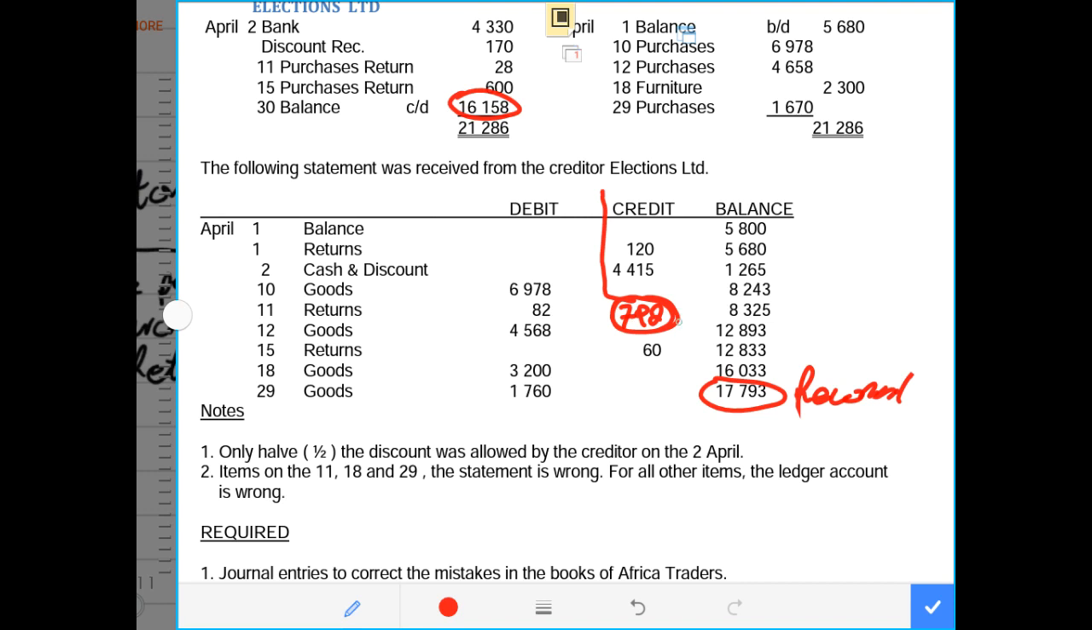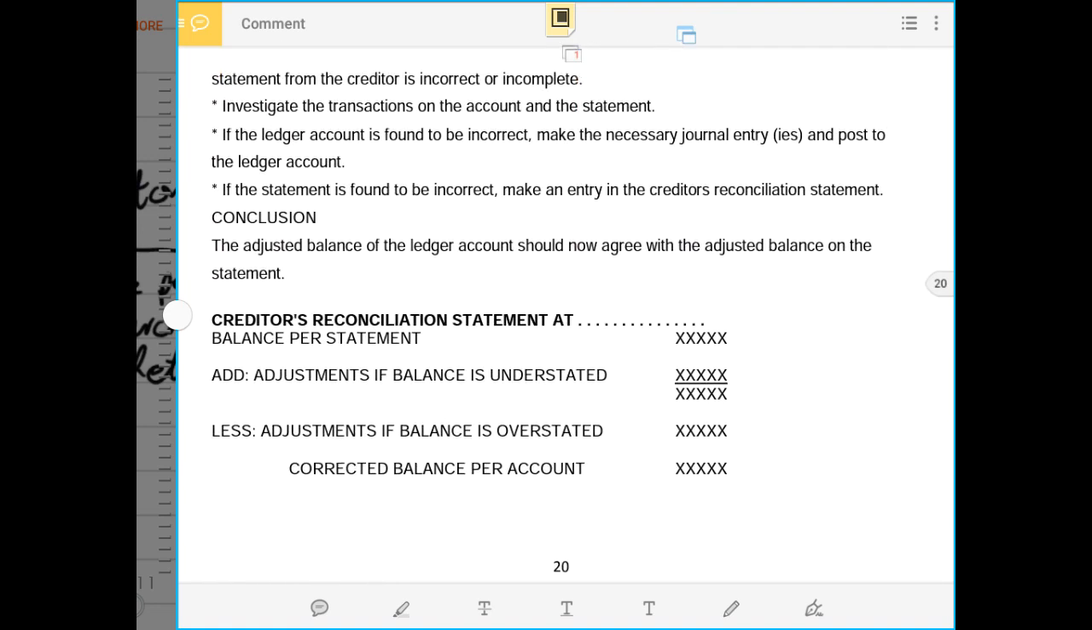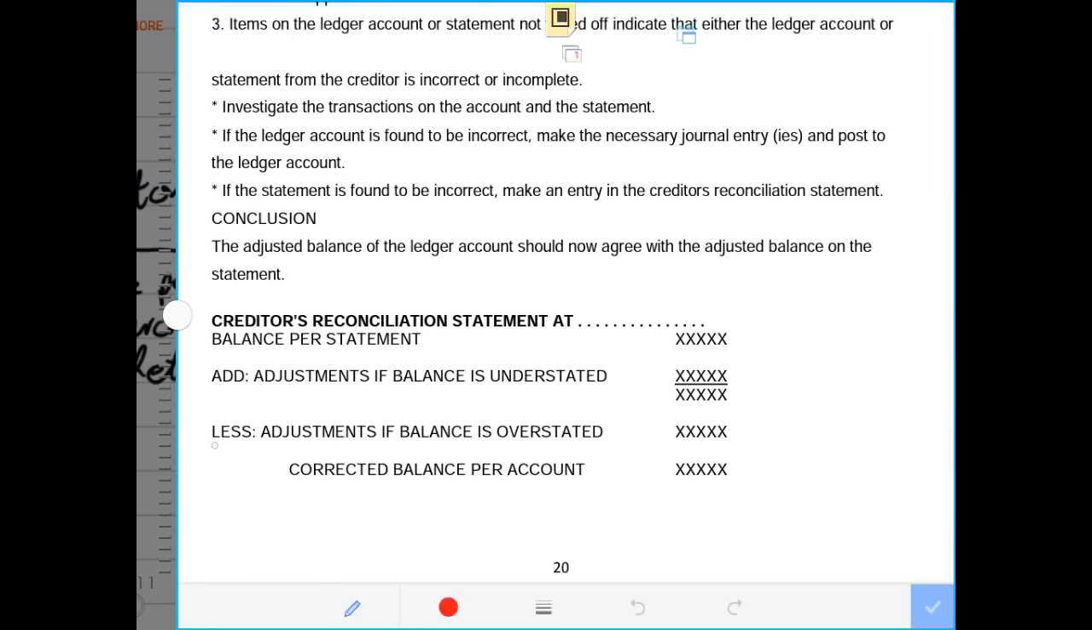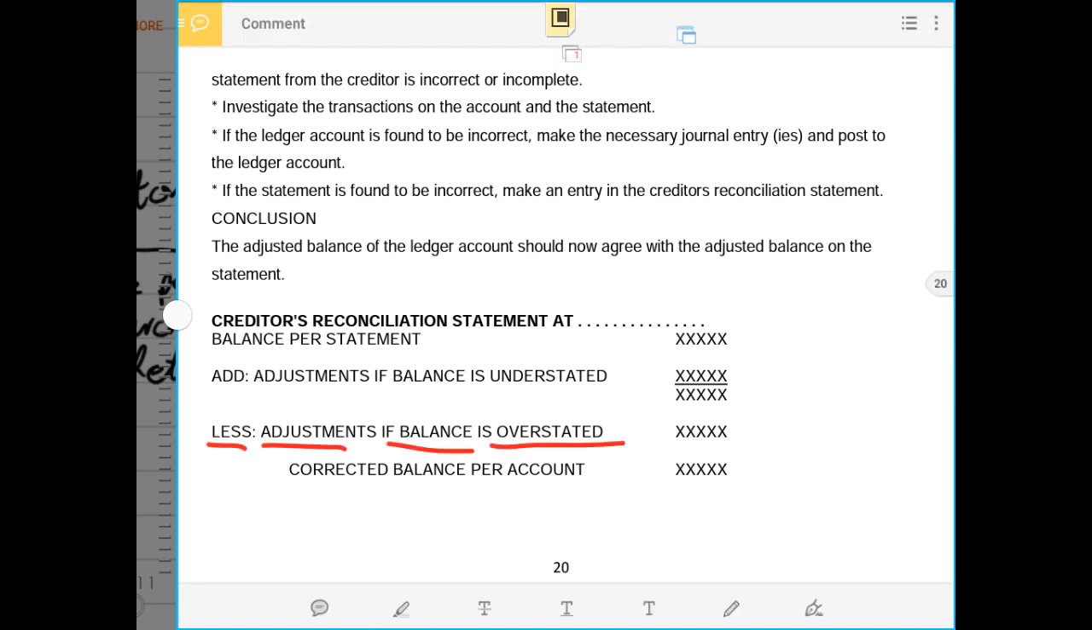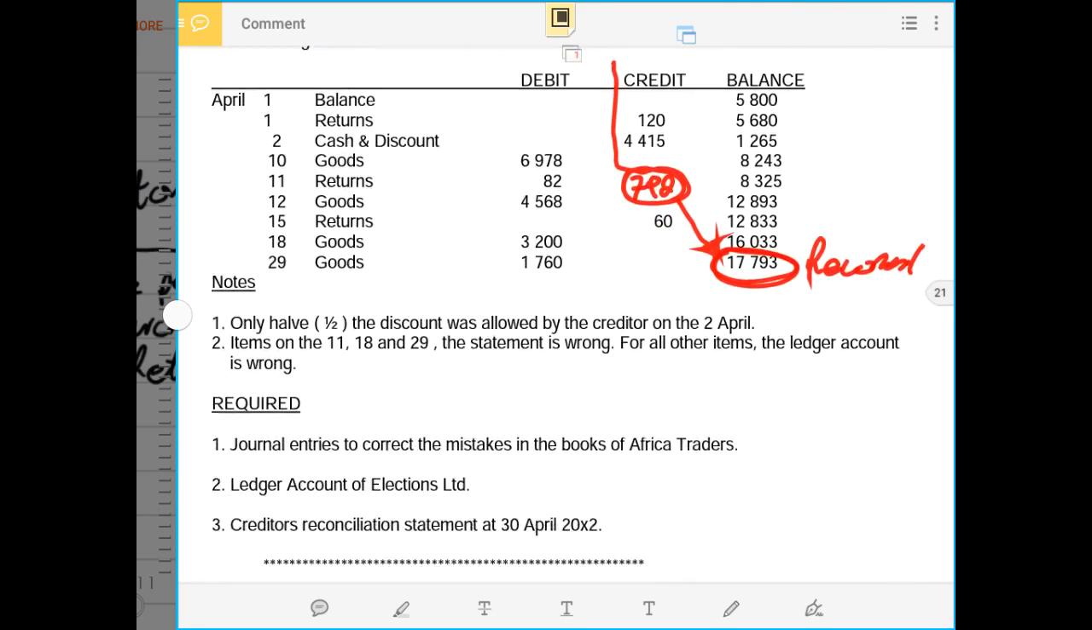And 792 would have reduced the balance. So now the balance was not reduced. Therefore the balance was either overstated or understated. If the balance was not reduced, that means the balance would have been overstated. Let us check in the theory that we talked about, the less adjustments if the balance is overstated. Why would the balance in this case be overstated?